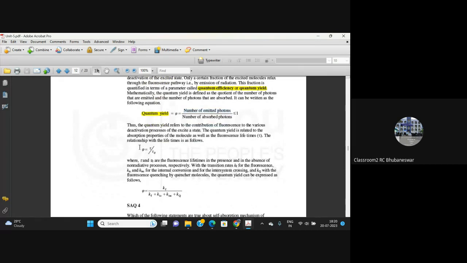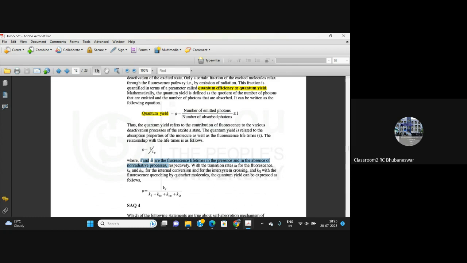This is also designated by the lifetime factor, that is, quantum yield is equal to tau by tau 0. Here tau and tau 0 are the fluorescence lifetimes in presence and absence of non-radiative processes.